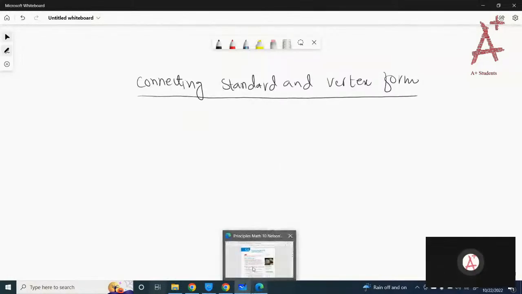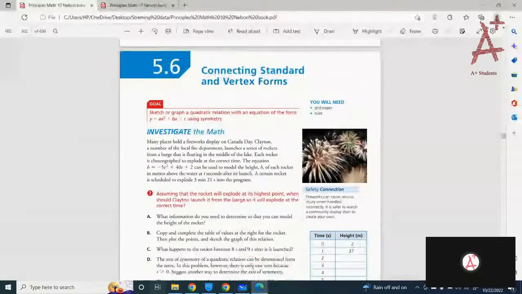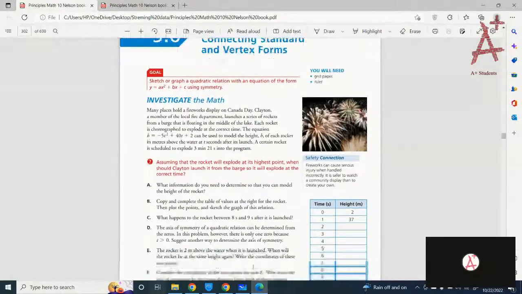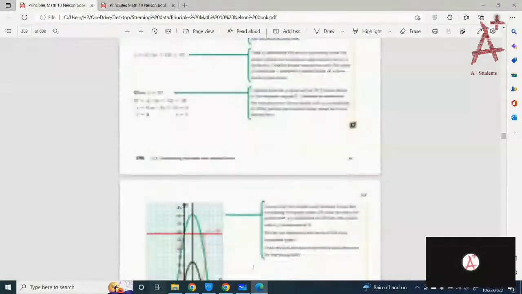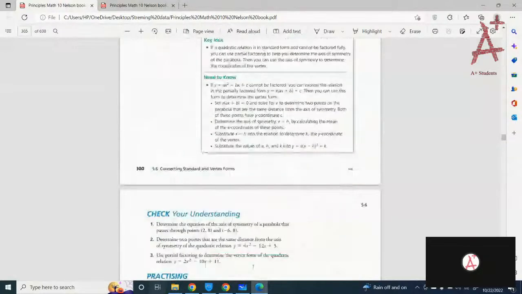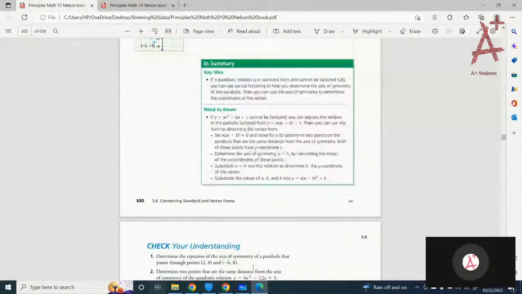Okay, let's just move on to the summary. If a quadratic relation is in standard form and cannot be factored fully, you can use partial factoring to help you determine the axis of symmetry of the parabola. Then you can use the axis of symmetry to determine the coordinates of the vertex. That means if you cannot factor the equation fully, you can use partial factoring, and that helps you to find the axis of symmetry.